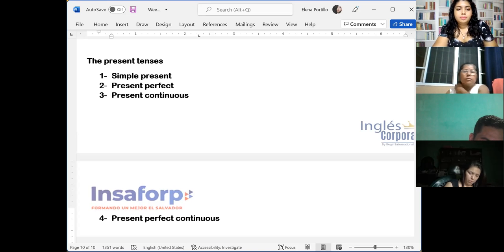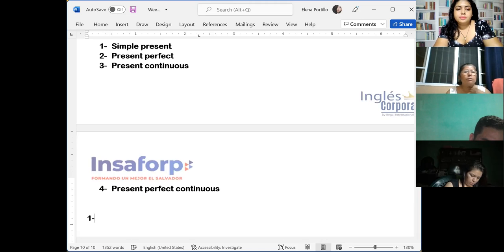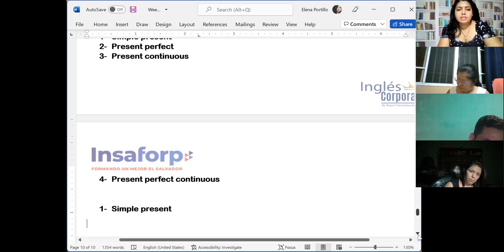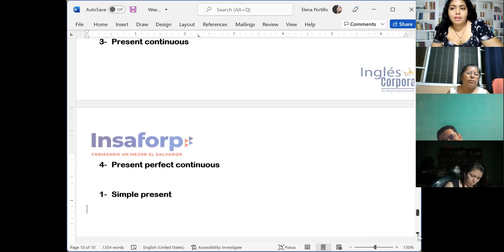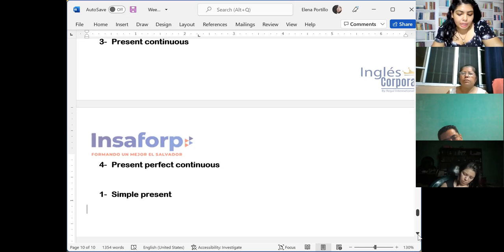So we have the number one, that is the simple present. And this is very easy because we already studied this. And this is one of the basic tenses that we see when we are learning English. So in this case, we are going to make a little review of this simple tense or present simple. The simple present is a verb tense with two main uses. We use the simple present when an action is happening right now or when it happens regularly. Depending on the person, the simple present tense is formed by using the root form or by adding S or ES to the end.